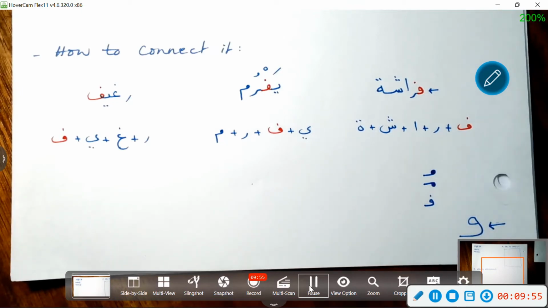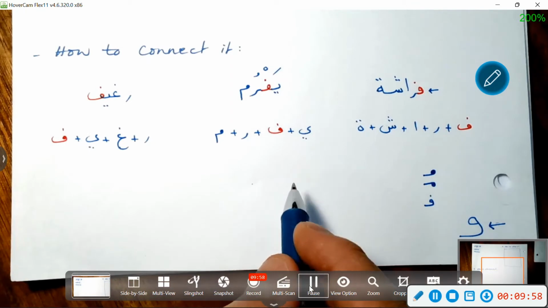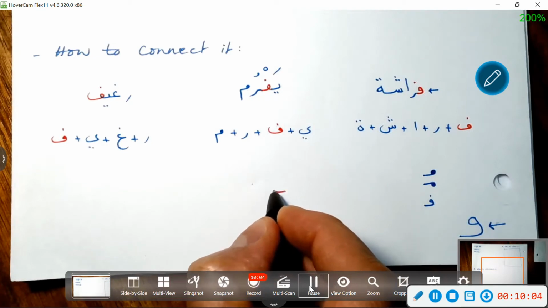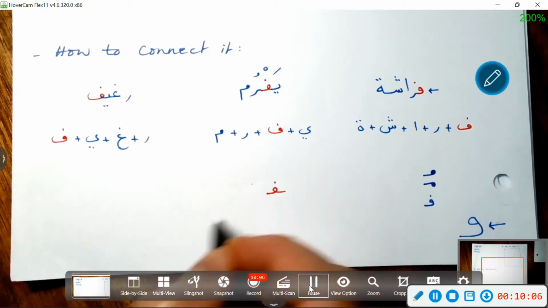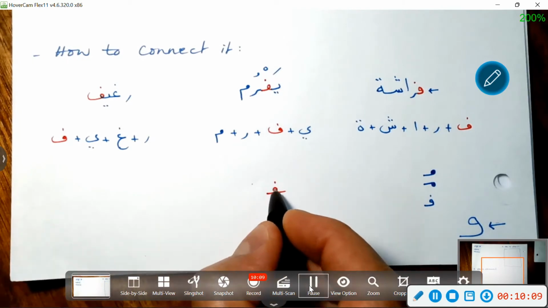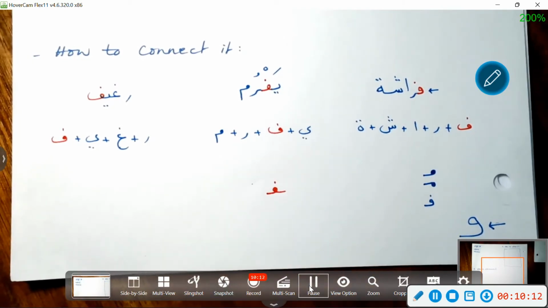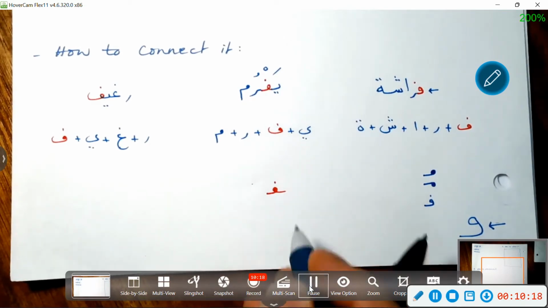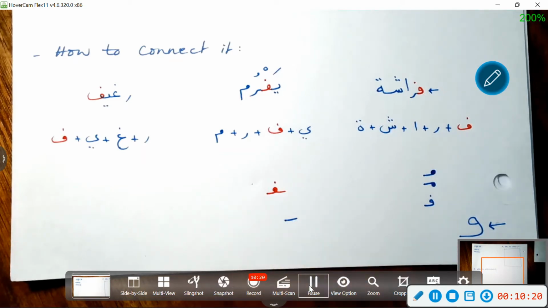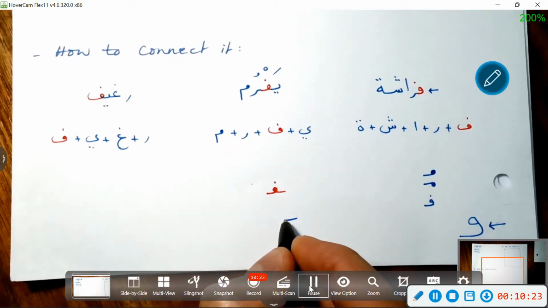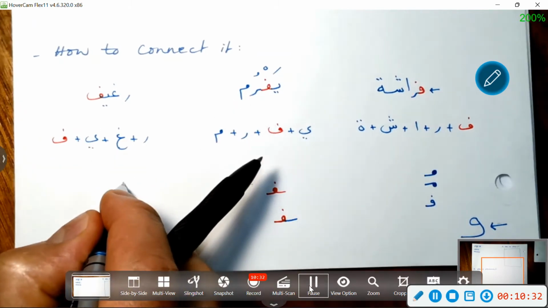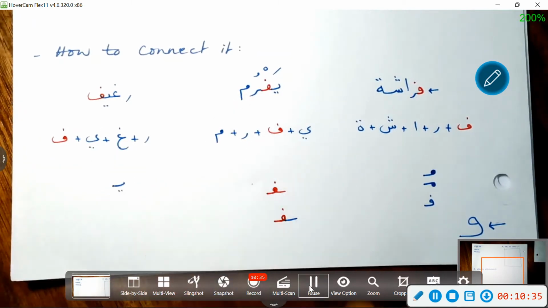While in the middle of the word, let's use the red ink, it becomes like that. No neck. Qaaf is the same. No neck. Just come from the side and then create the Faa. At the end is the same. Rafiq. Ya is coming, extending itself, and then Faa is drawn.